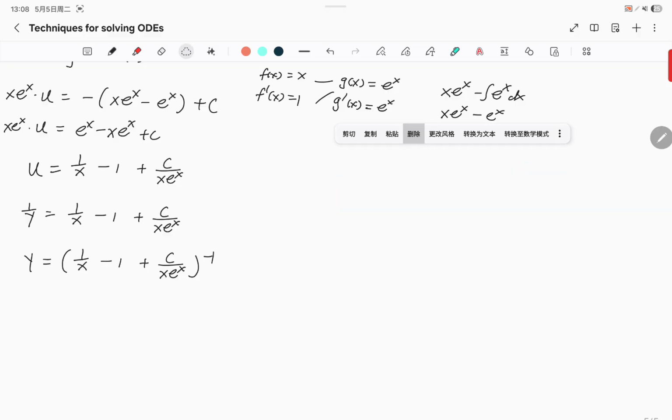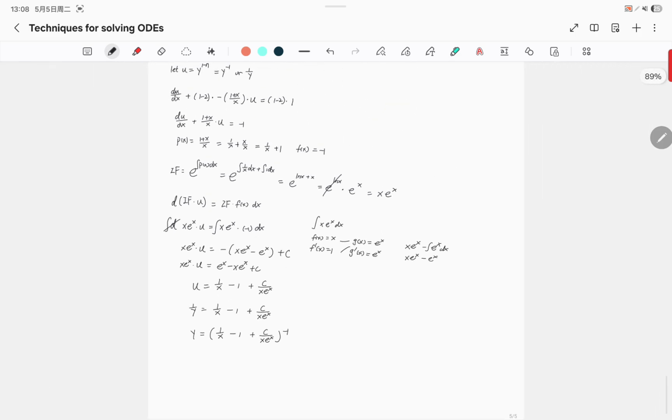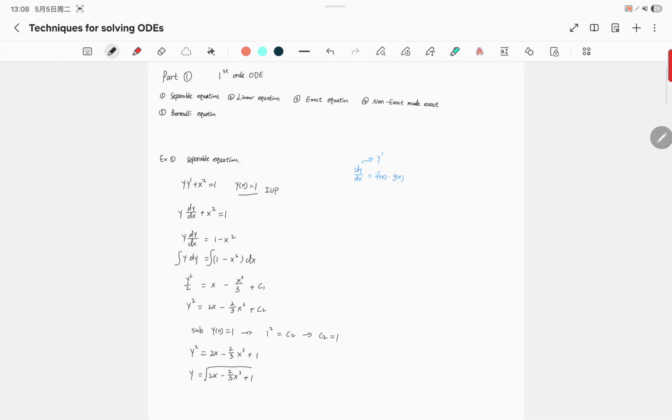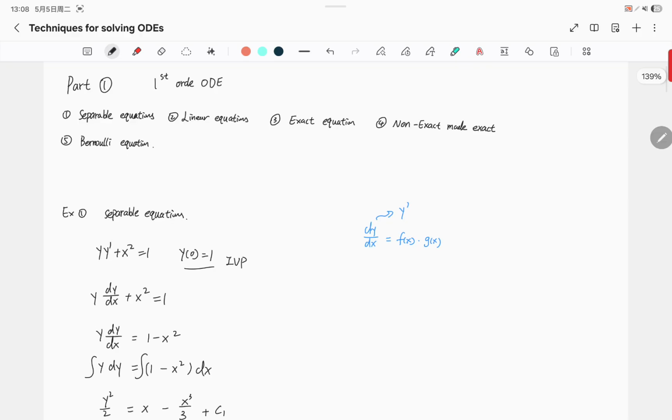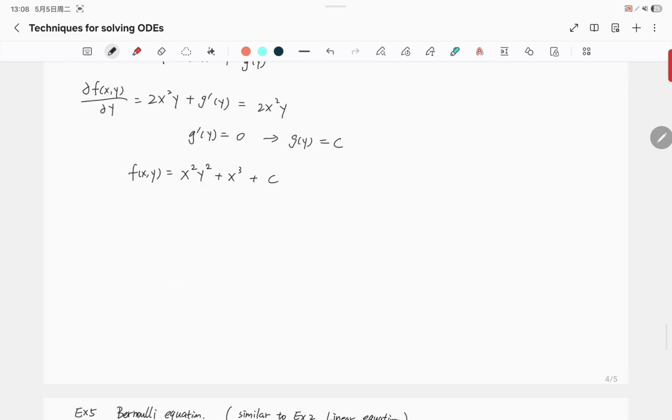And that's pretty much it for the first order differential equations. All the techniques, I just did one example. There's a ton of examples from the book. So yeah.